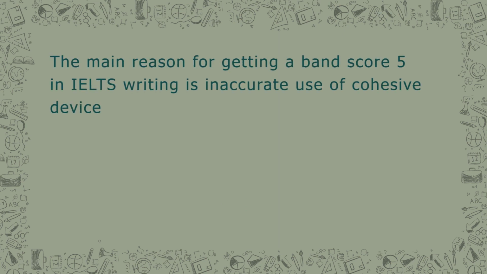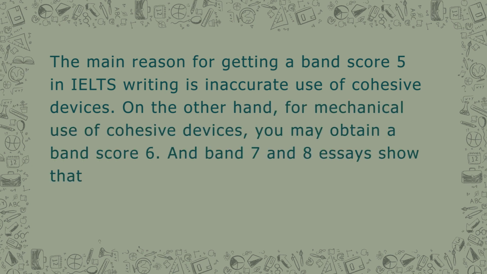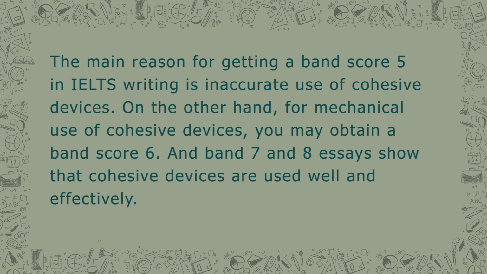So the main reason for getting a band score 5 in IELTS writing is inaccurate use of cohesive devices. On the other hand, for mechanical use of cohesive devices, you may obtain a band score 6. And band 7 and 8 essays show that cohesive devices are used well and effectively. If you look at the band 9 essay, the cohesive devices are used very effectively. Let's see an example of why cohesive devices are very important, because they keep the flow in the writing, and for the readers, it's easy to read.